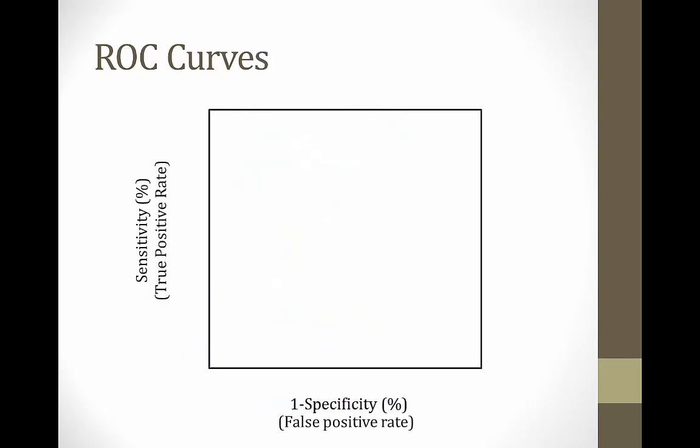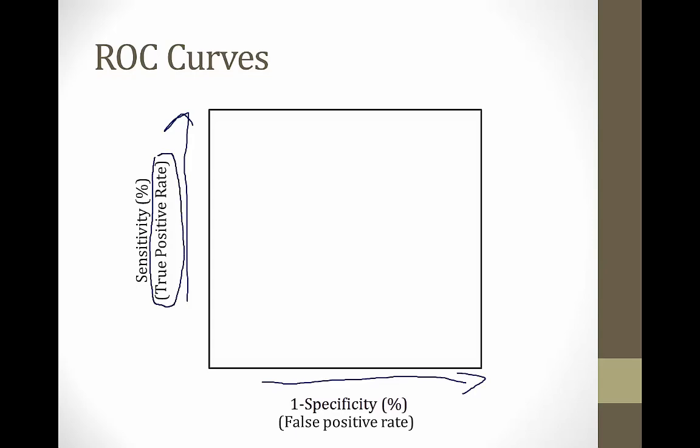So now let's imagine we take all those different cutoff points and we plot the sensitivity here on the y-axis and 1 minus the specificity here on the x-axis. So why do I choose to plot these two things in an ROC curve? Well, the reason I do is because the sensitivity is proportional to the true positive rates.